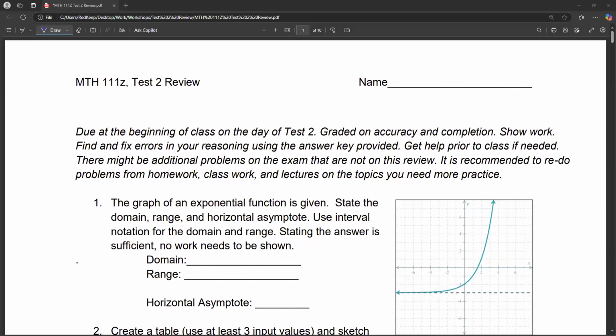In this video, we're going to go through the solutions for your test 2 review. If you're after a particular solution for a particular problem, the timestamps will be in the description of this video.